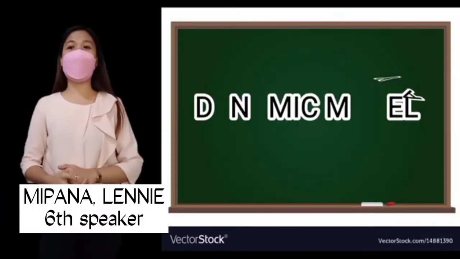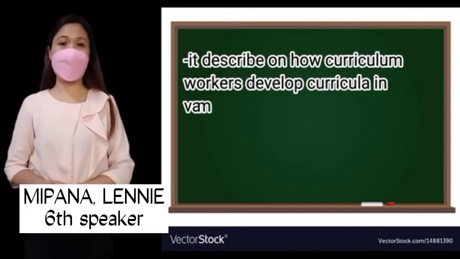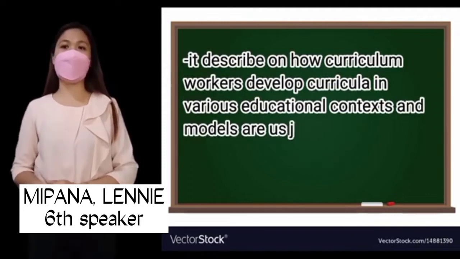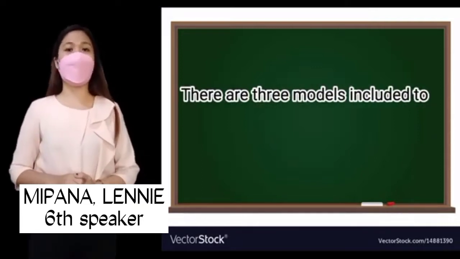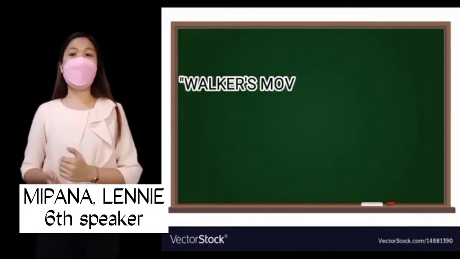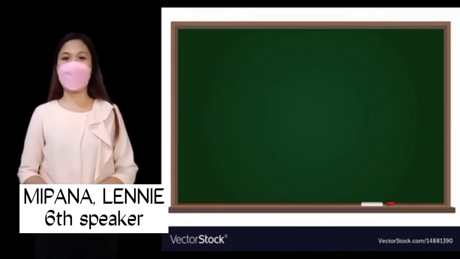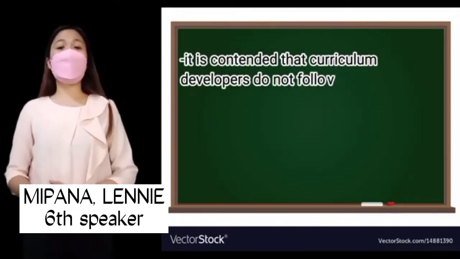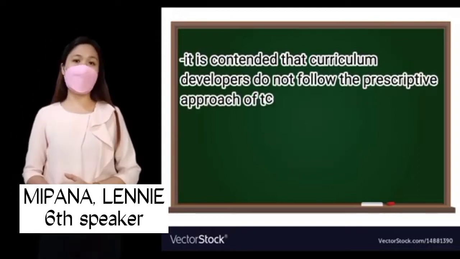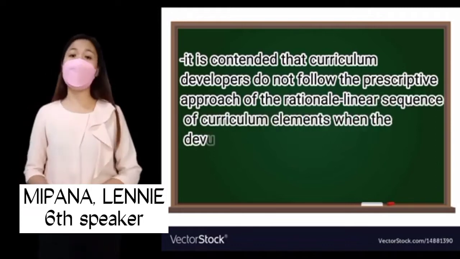Let us proceed to the dynamic model. It describes how curriculum workers develop curricula in various educational contexts, and these models are usually used in school-based settings. There are three models included in the dynamic model. First one, Walker's model of curriculum development by Decker Walker, 1971. It is contended that curriculum developers do not follow the prescriptive approach of the rational linear sequence of curriculum elements when they develop curricula.